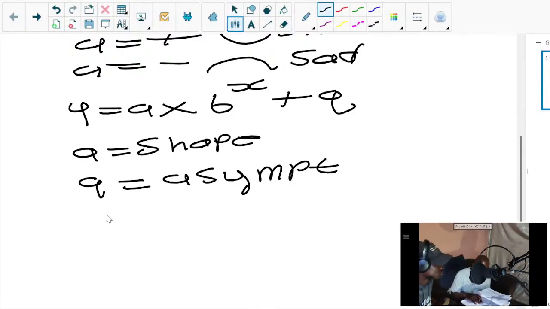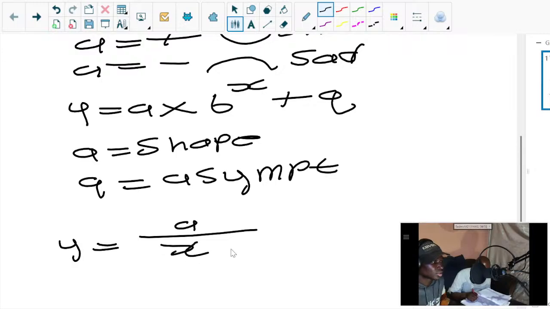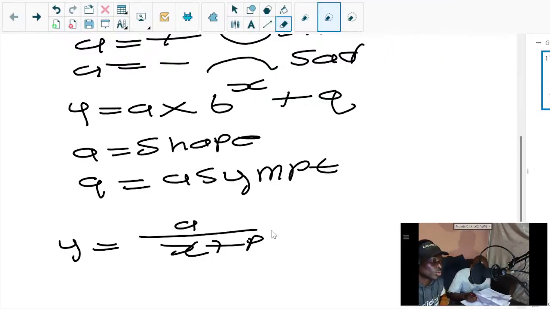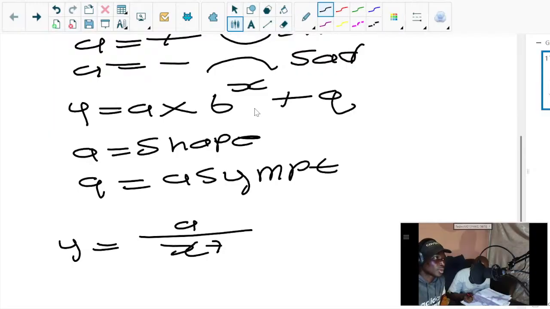So let's define the last one. We have the hyperbolic function. It's defined as y is equal to a all over x, plus q. A all over x plus q.